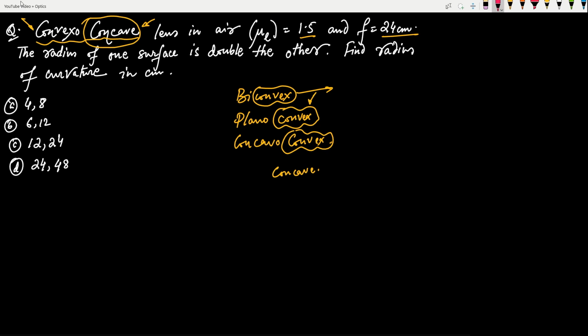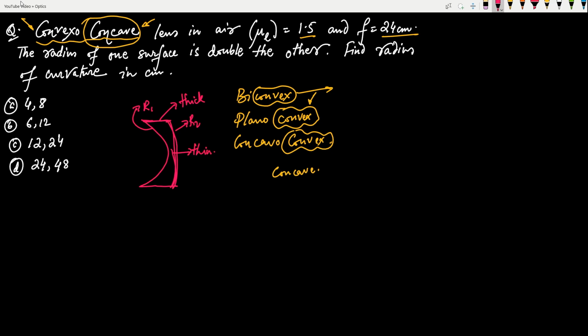So let's draw the diagram. So the convexo-concave lens looks like this. The edges should be thick, as you can see, and this is our first surface. And this is our second surface, a little bit curved. As you can see, this is our R1 and this is our R2. The edges are thick, and the center is thin.